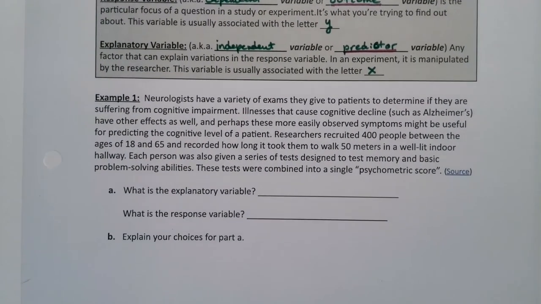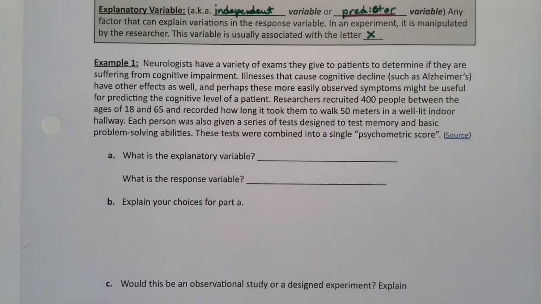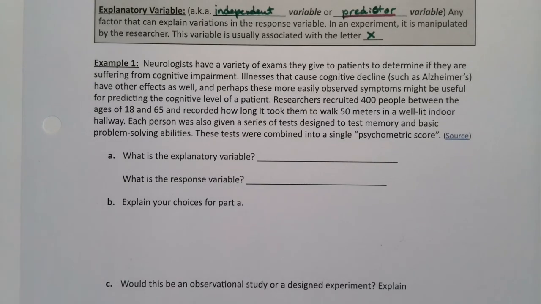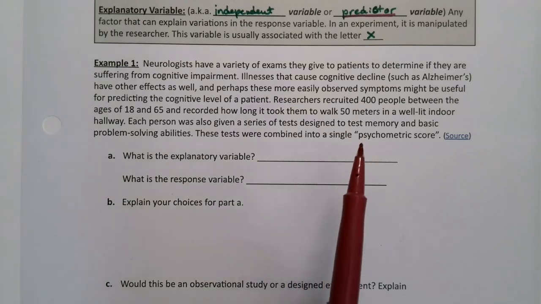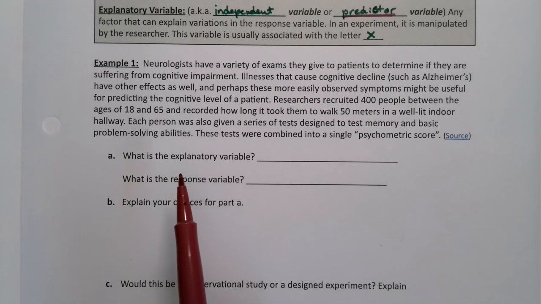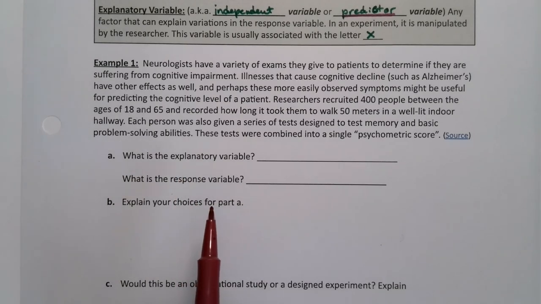All right, so let's take an example of this and try to figure our explanatory and response variables out. Neurologists have a variety of exams they give to patients to determine if they are suffering from cognitive impairment. Illnesses that cause cognitive decline, such as Alzheimer's, have other effects as well, and perhaps these more easily observed symptoms might be useful for predicting the cognitive level of a patient. Researchers recruited 400 people between the ages of 18 and 65 and recorded how long it took them to walk 50 meters in a well-lit indoor hallway. Each person was also given a series of tests designed to test memory and basic problem-solving abilities. These tests were combined into a single psychometric score.